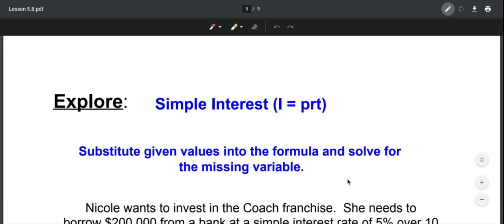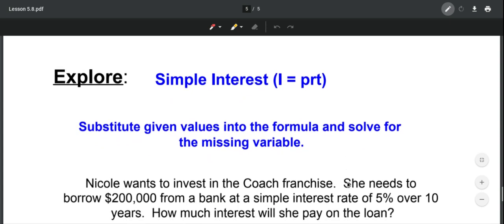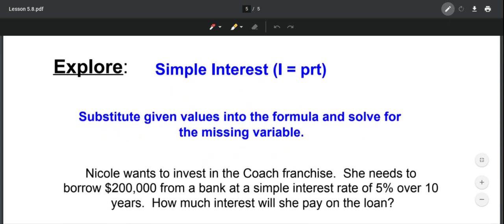So let's explore. Simple interest is I equals P times R times T. So we will substitute given values into the formula and solve for the missing variable.